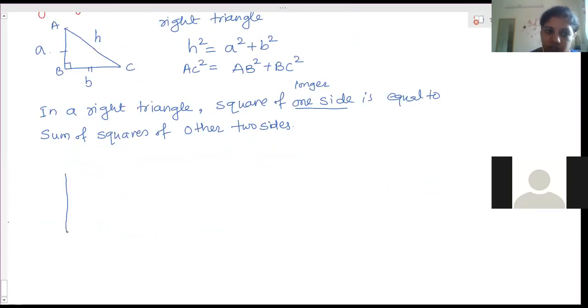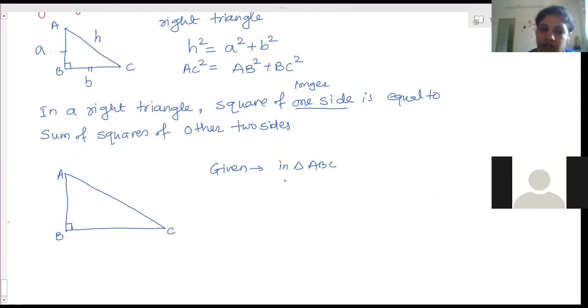For that, first draw the triangle. This is 90 degrees. This is A, B, C. So what is given is: in triangle ABC, angle B is equal to 90 degrees. This is all we have been given. Now what we have to prove? AC square is equal to AB square plus BC square. This is what we have to prove.